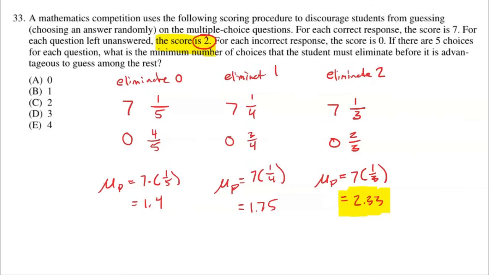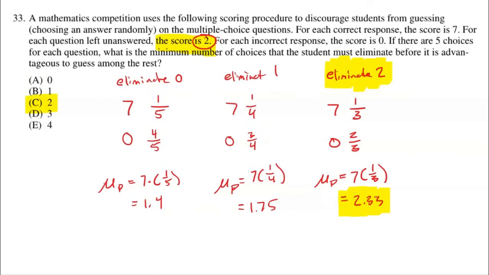If we leave it blank, we only get 2 points. So if we eliminate 2 choices in the long run and we just guess, it's smarter to keep going. It's smarter to just guess, because in the long run, we'll have an average of 2.33 points, which is more than what we would get if we just leave it blank. So the correct answer here is going to be C.